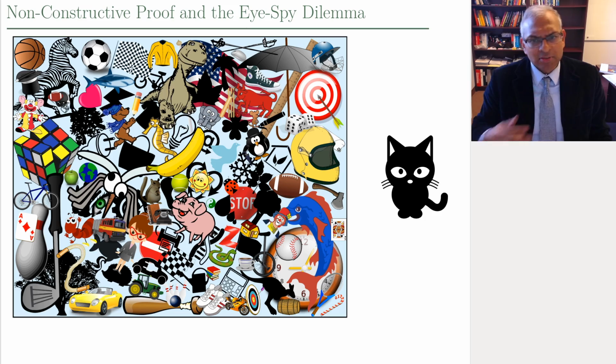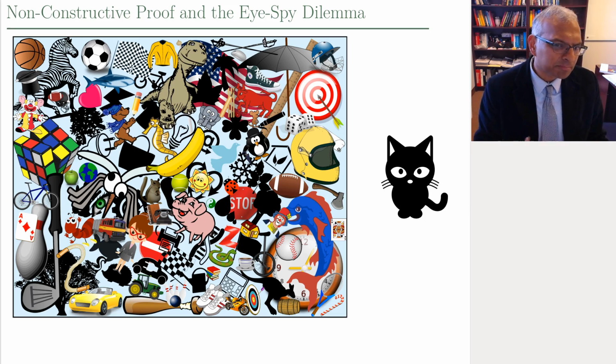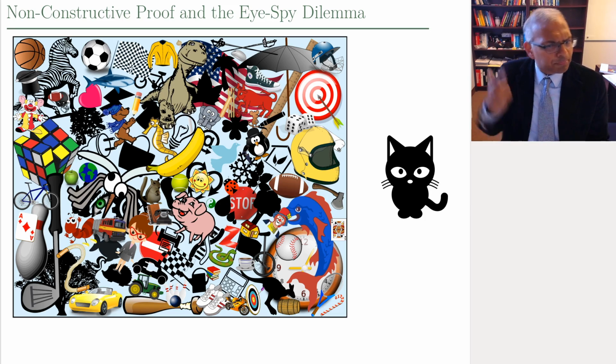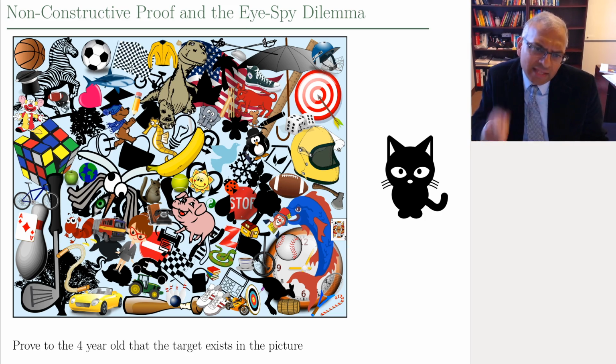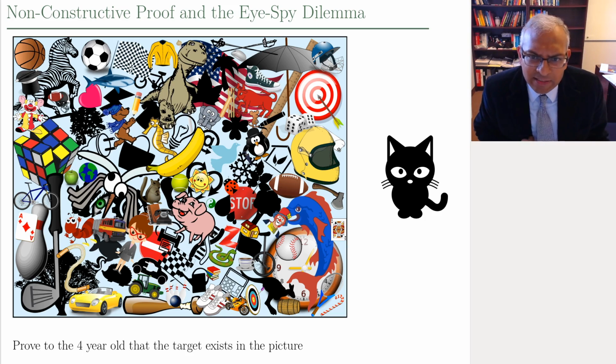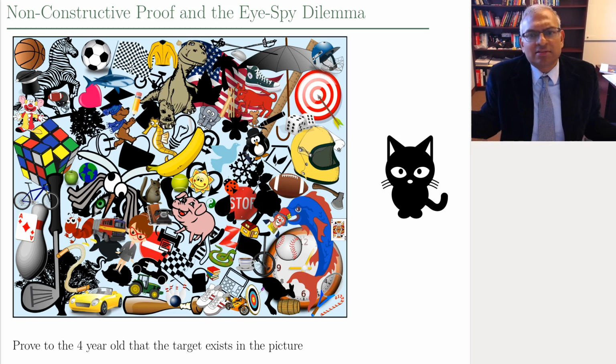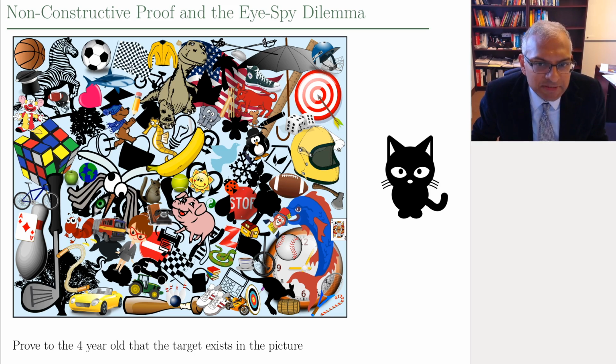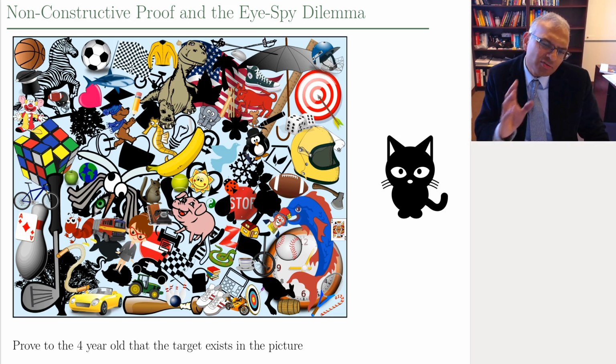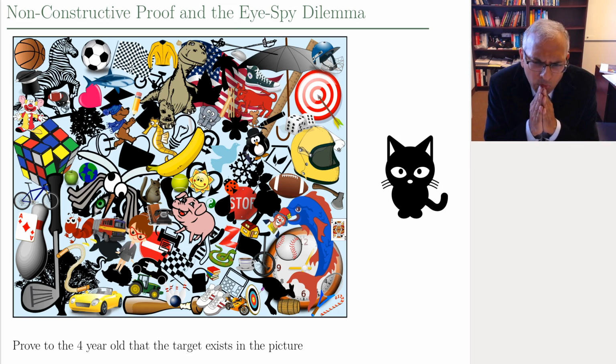Okay. So now, if I really want him to solve this problem, and I don't want him to think that I'm trying to trick him, I need to somehow prove to my 4-year-old that the cat exists in this picture. But then, if I go and show him where it is, then the puzzle is useless. That defeats the whole purpose. So think to yourself for a few seconds, how would you prove to a 4-year-old that this black cat exists in this picture?